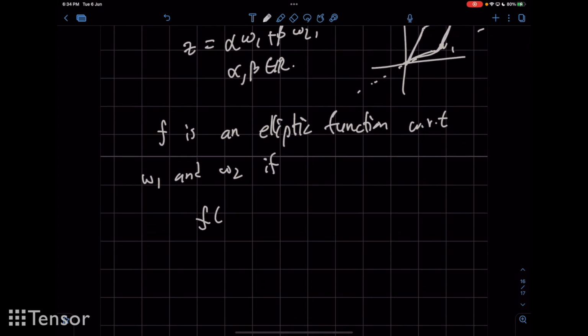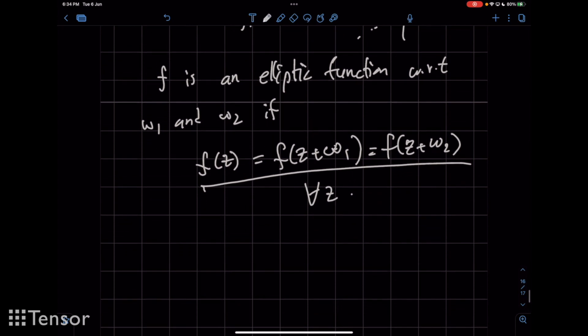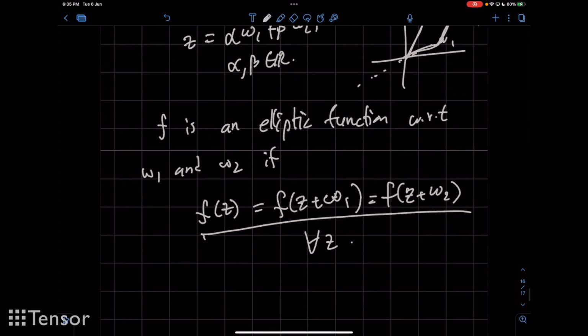That is, f of z equals f of z plus omega 1 equals f of z plus omega 2 for all z. If these two equalities hold for all z, we call f an elliptic function. It's a doubly periodic function.